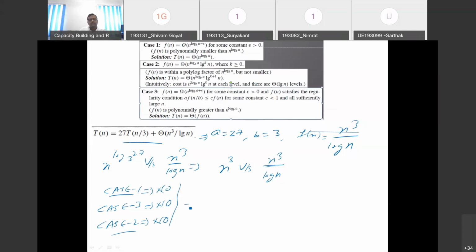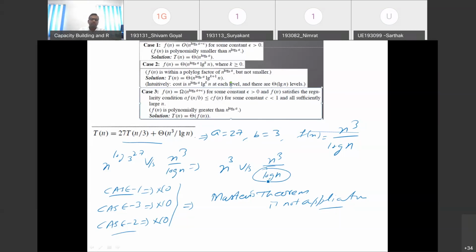Done. So we can say that Master's theorem is not applicable here. Sir, can't we consider the logarithmic factor by taking k as minus 1? No, we can't. The factor should be positive. Okay sir, only and only positive factors. Done.